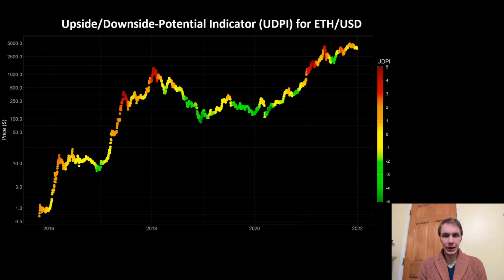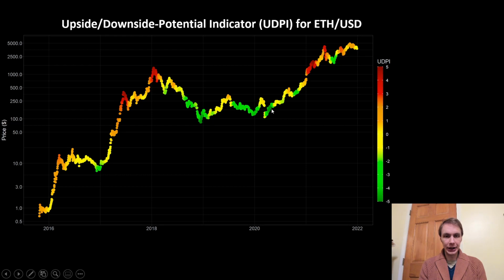So what I'm showing you here in this initial graph, just to give us some context before jumping into the main thing I want to discuss today, is the price history of Ethereum color-coded based on the output of our risk indicator, the upside downside potential indicator, or UDPI. Each dot is a day, and each day is color-coded based on the output of our risk indicator: 5 is high risk, -5 is low risk.